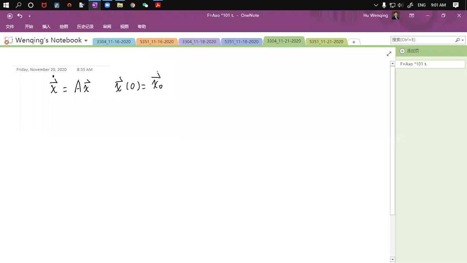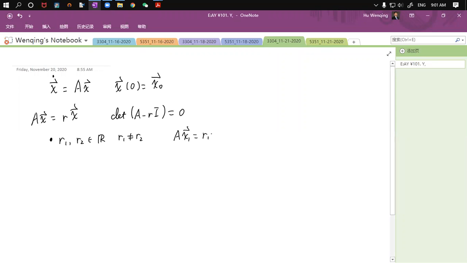Let me remind you that the method is to first find Ax is equal to r x. This is the eigenvalue eigenvector equation, which means that you look for the determinant of A minus rI being 0. We've been talking about the case when the two roots are real and distinct. In that case, you have Ax1 is equal to r1 x1, and Ax2 is equal to r2 x2. These are two eigenvectors.